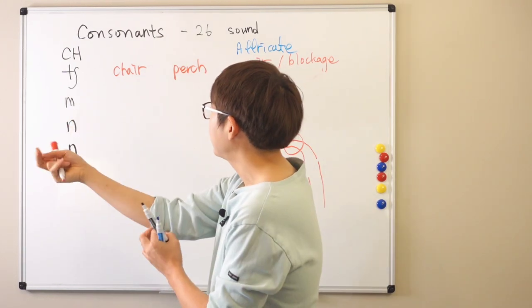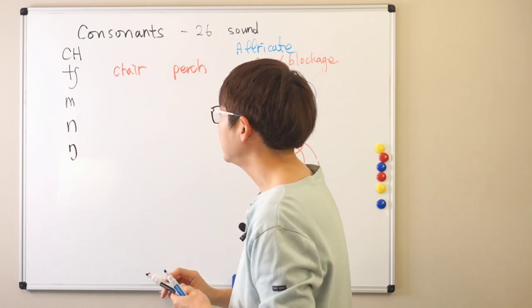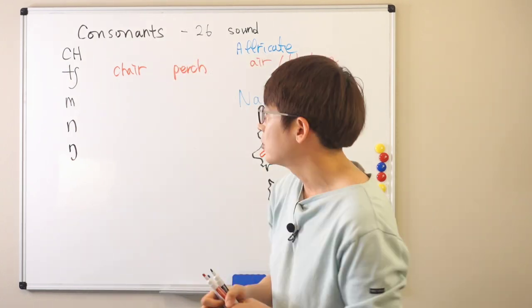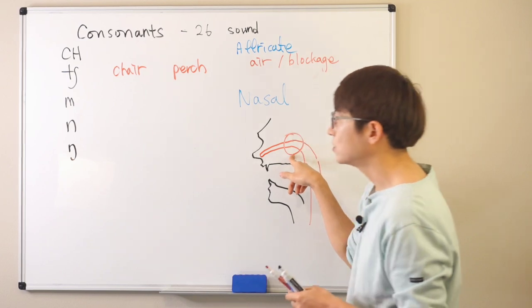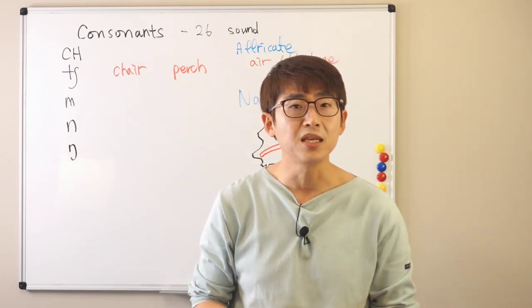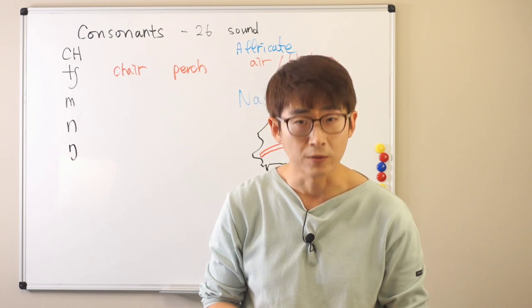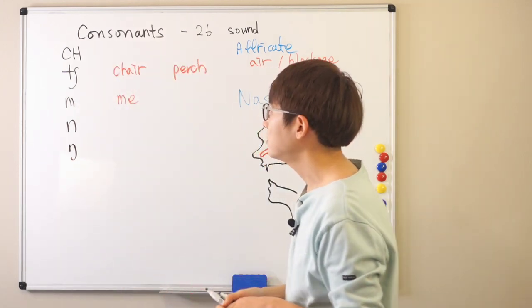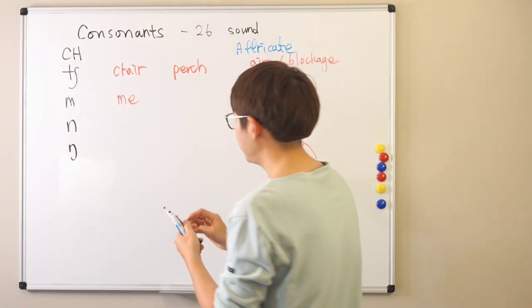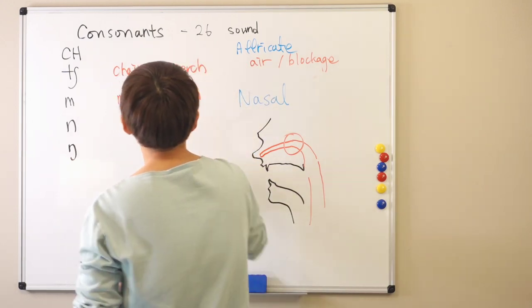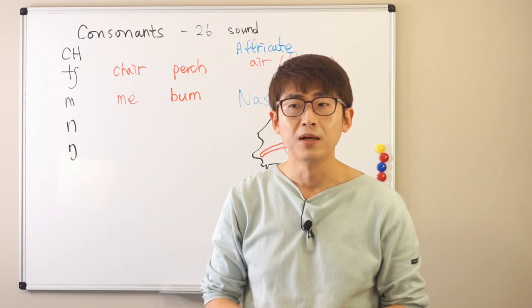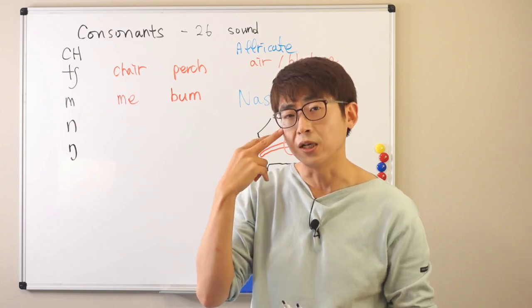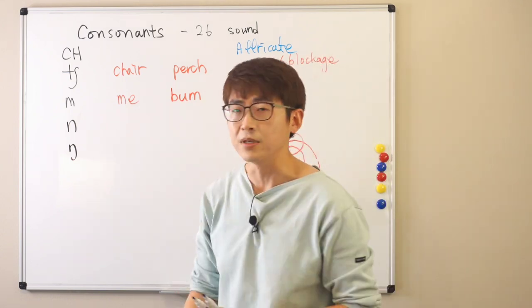Okay, when we have the consonant M in the beginning of a word, it makes M. Your lips have to be closed, and then you make an opening and make that sound in your nasal tunnel. M, me, mo. All right, so you have this one as an example, me, and you have this one, bum. Clearly, there's a vibration happening in your nasal tunnel.